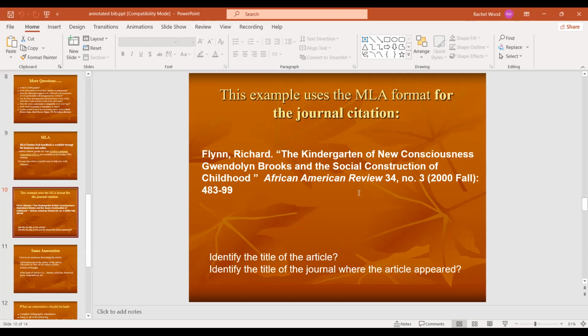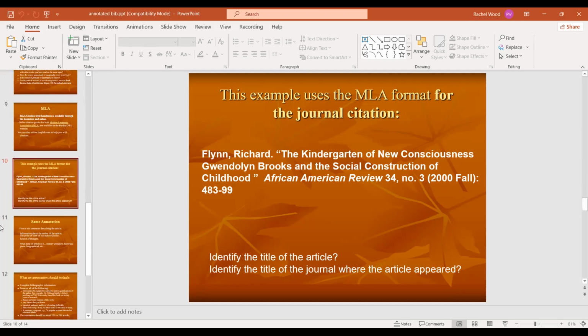It appeared in, this is your volume number, and then this is your issue number. So this was published 22 years ago in the fall of 2000, but it is a good example of what a citation looks like. And then underneath it, you would have an annotation.